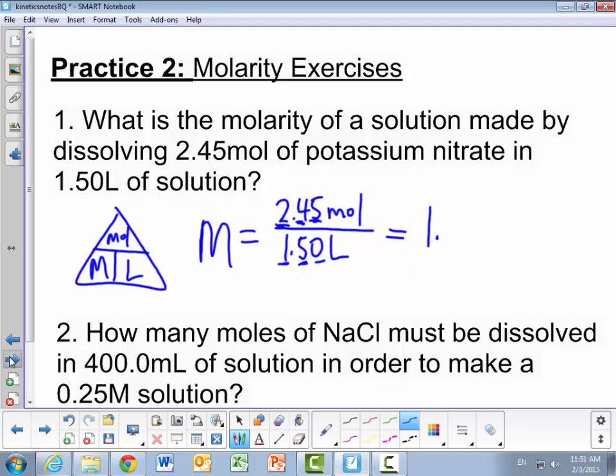And that's with 3 sig figs as well, because when you divide, you go by the least number of sig figs. So 3 sig figs on the top, 3 sig figs on the bottom. That means I get 3 sig figs in my answer. So that's the molarity of that solution.